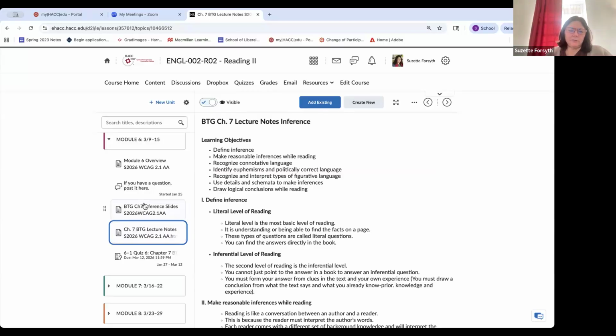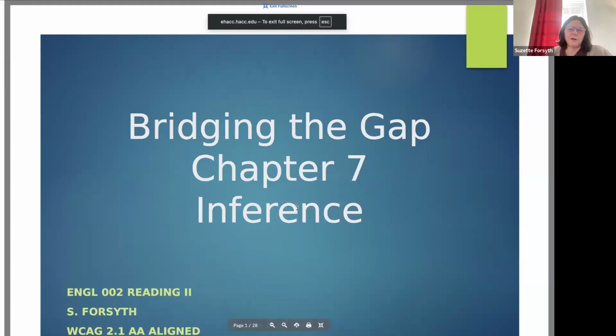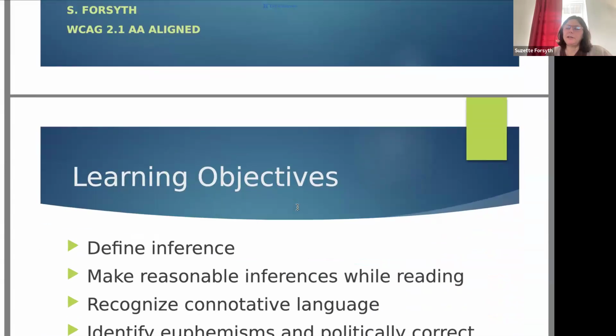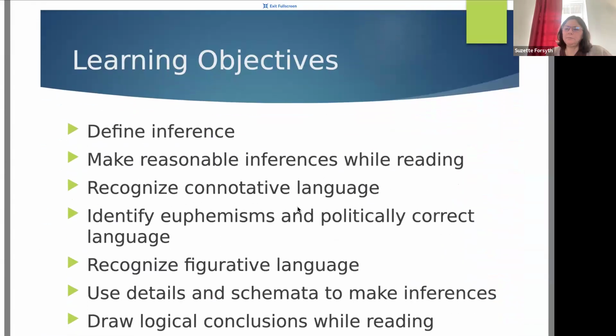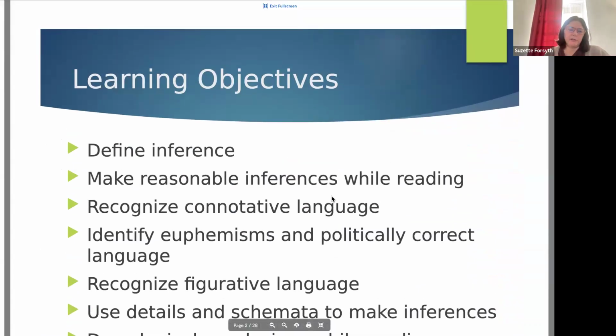So let's get started. I'll use this slideshow. And this is all about inferences. I don't know if anyone here knows what an inference is. Does anybody know already? So we'll learn about it today if you don't. But these are our learning objectives here.